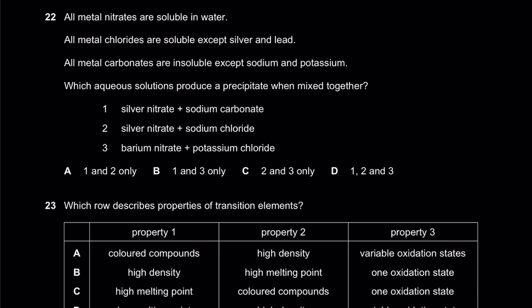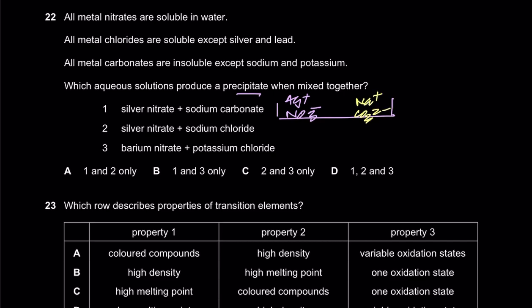All metal nitrates are soluble in water, all metal chlorides, and so on. Which aqueous solutions produce a precipitate? Remember, whenever you talk about precipitate, a rule of thumb is to make a beaker and put in all the ions. Because when he's forming a precipitate, he must take two soluble substances. So he has silver nitrate, so he has the silver ions and the nitrate ions, and he has sodium carbonate, so he has the sodium ions and the carbonate ions.